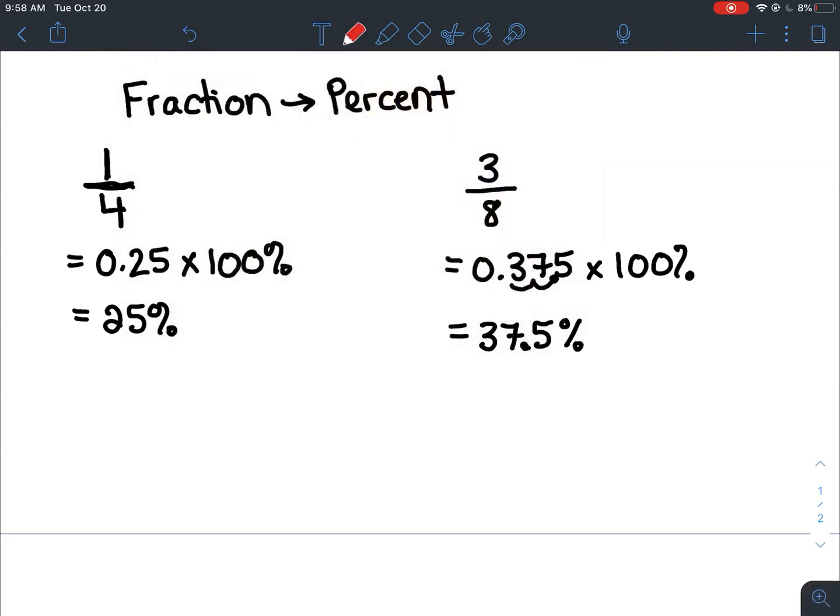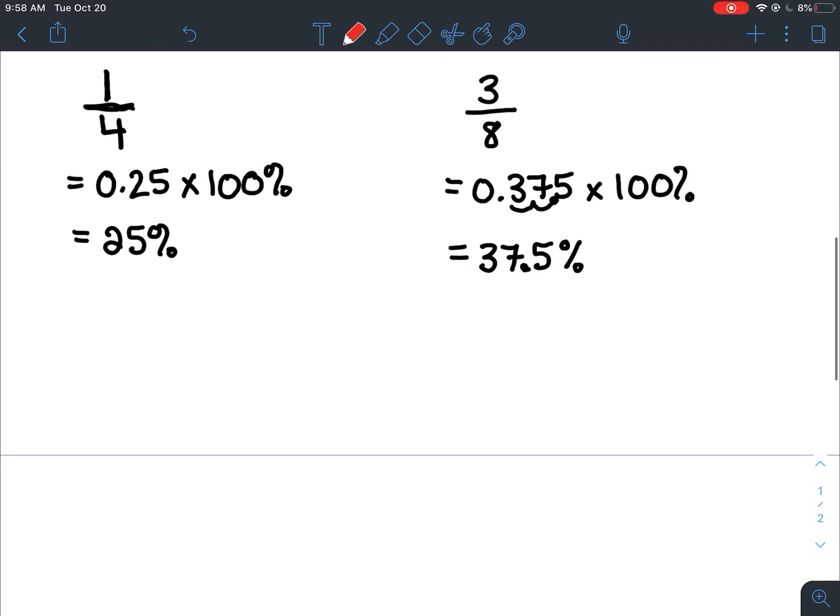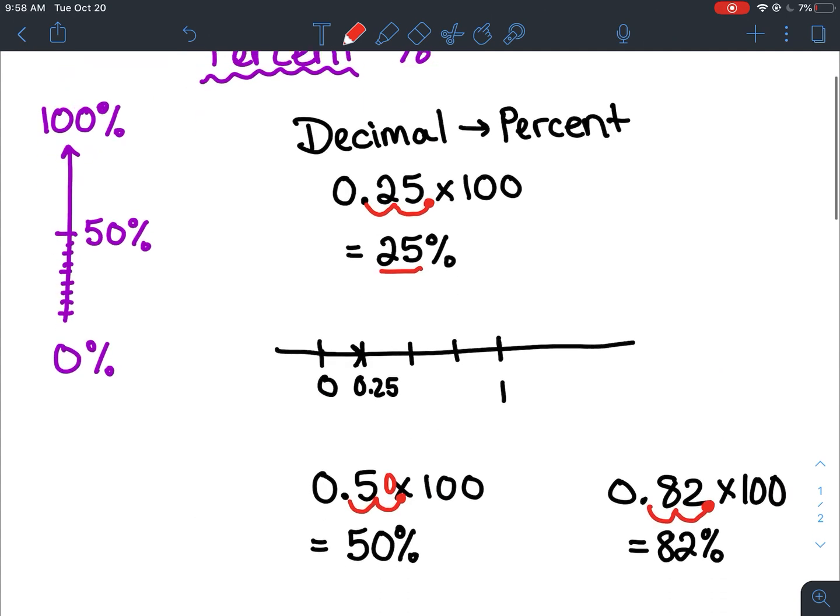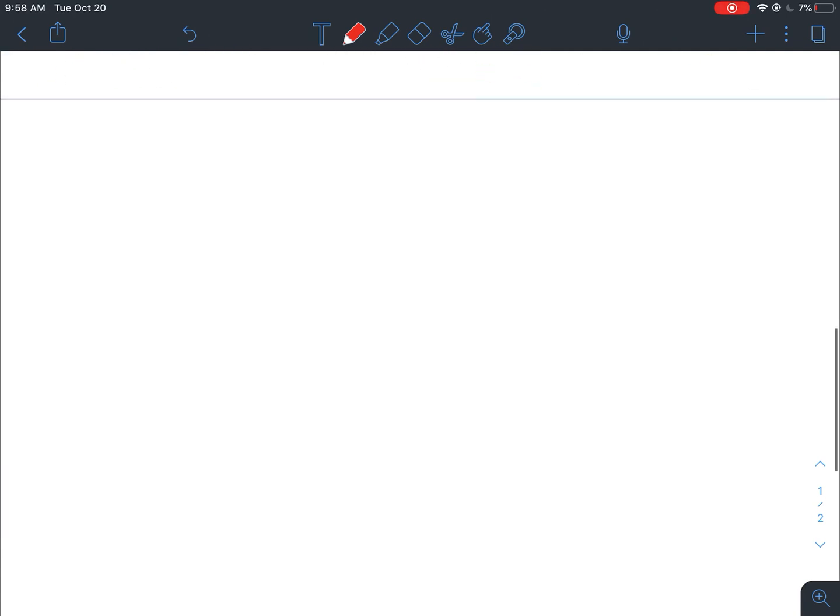Now, depending on how you want to round things, you can leave it like that, totally fine. But if we ever wanted to round to the nearest percent, meaning we don't want a decimal, since the number after the decimal is 5, anything that's 5 or higher, we always round up. So 37.5 would actually become 38%. If it was 37.4, then it would become 37%. But if the number after the decimal place is a 5, 6, 7, 8, or 9, then we round up. Okay, so that's how we do decimals to percent, fractions to percents.